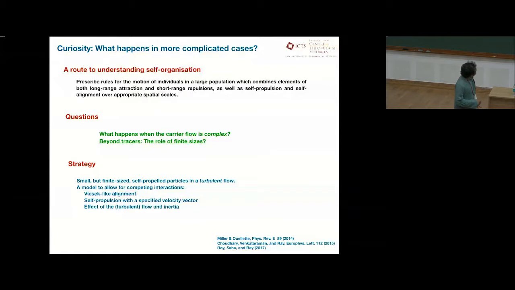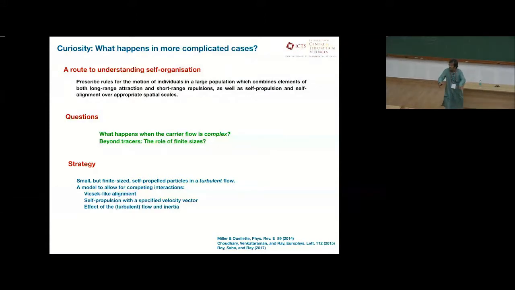All right, so our strategy, and this is the key slide for the story, was to take small but finite size self-propelled particles. So they have a little self-propelled velocity. And in our model, we allow both Vicsek-like alignment, then there is self-propulsion, and then there is the effect of turbulence, which tries to scramble things up.